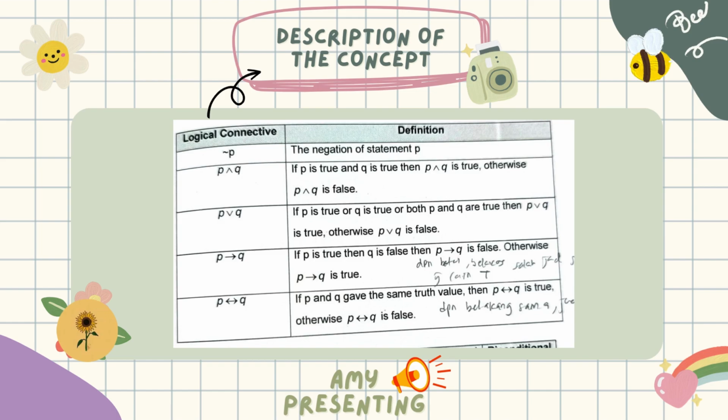This one is P implies Q. If P is true and Q is false, then P implies Q is false. Otherwise, P implies Q is true. The last one is P biconditional Q. If P and Q give the same truth value, then P biconditional Q is true. Otherwise, P biconditional Q is false.